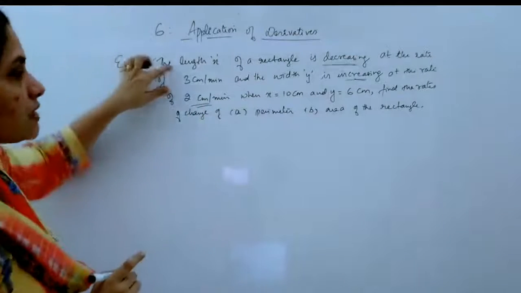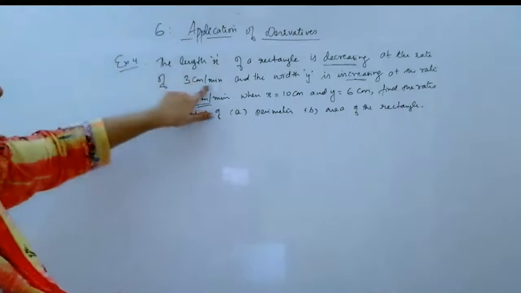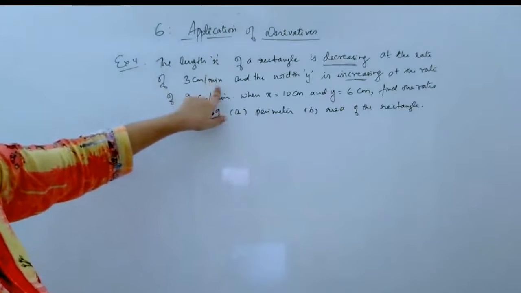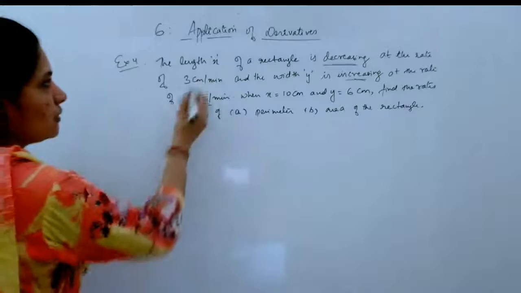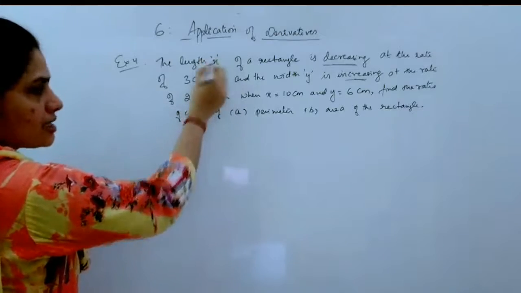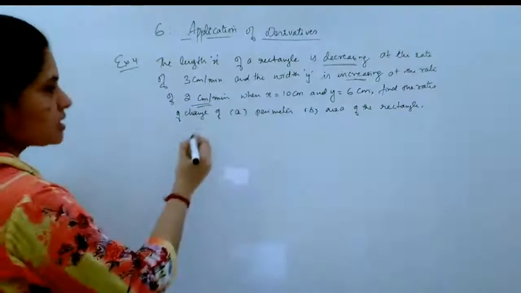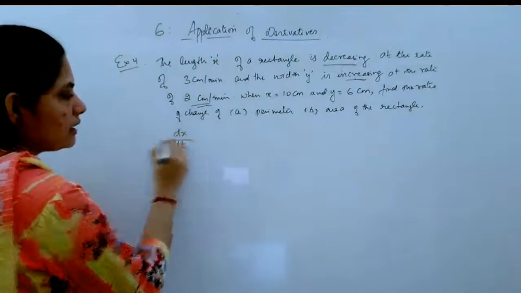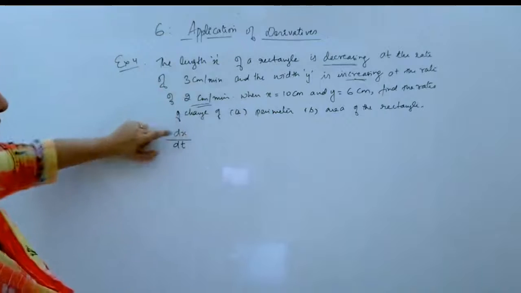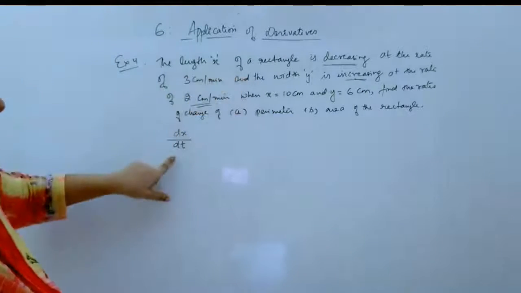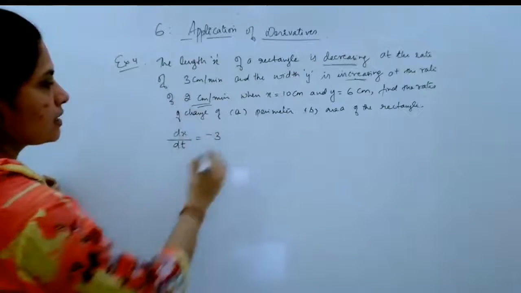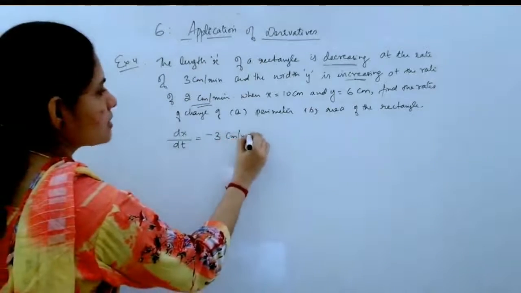That means the thing which is given, again rate of change, you can just see the unit, it is centimeter per minute. That means with respect to time only they are giving the rate of change. So length is taken as x and width is taken as y, which means the thing given in the question is dx by dt. X is your length, so the rate of change is dx by dt, and it is given to be decreasing. Decreasing means you have to take minus 3 centimeter per minute.